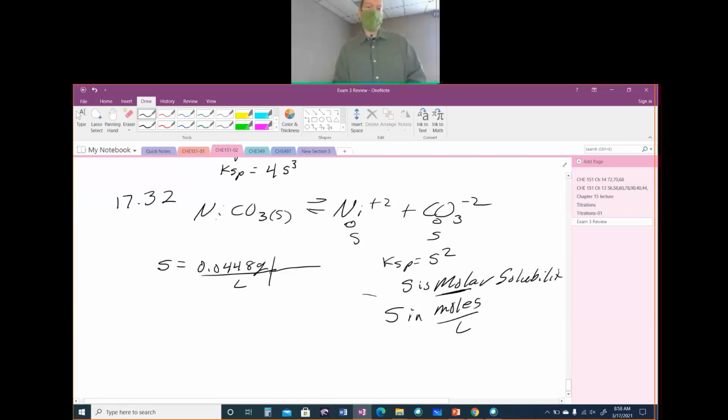And so when you look up your nickel, 1 carbon, 3 oxygens, add them up off the periodic table, you get a molar mass of 118.70. And so mass divided by molar mass is going to give you moles. And so we now have moles per liter. So now we have the molar solubility. And when you push the buttons for that, you get 3.77 times 10 to the negative 4.